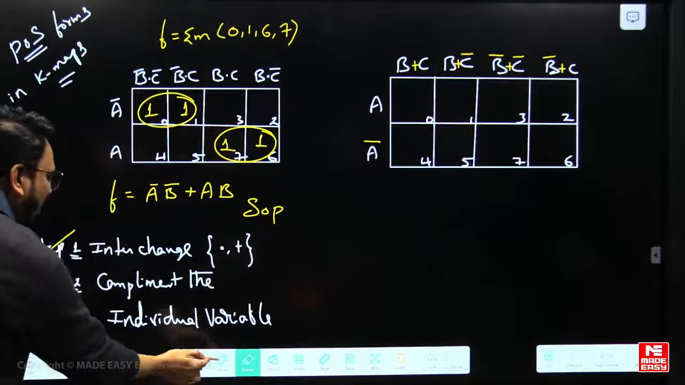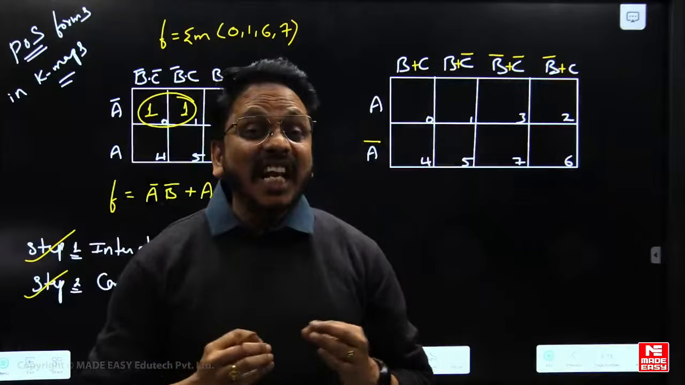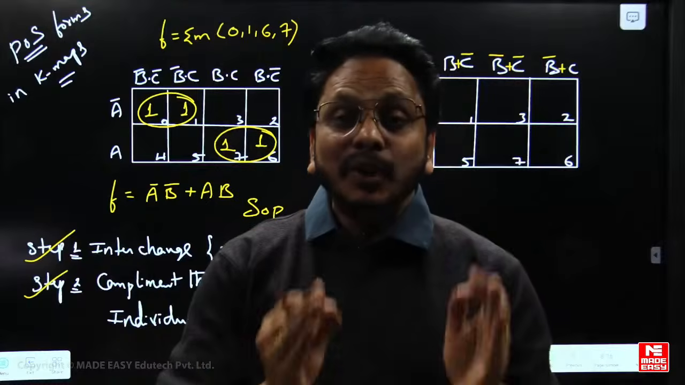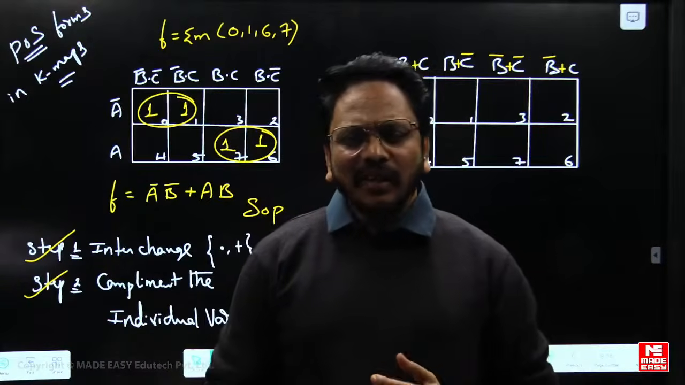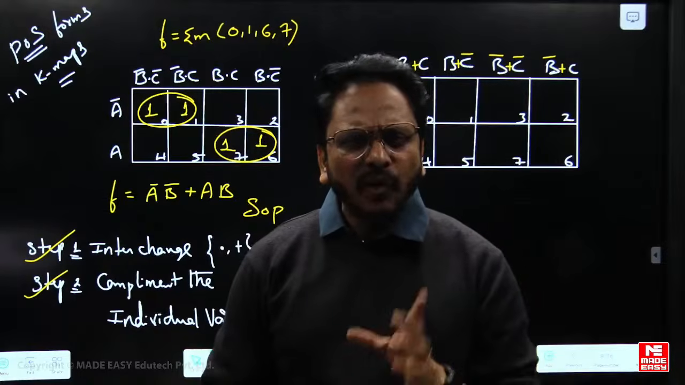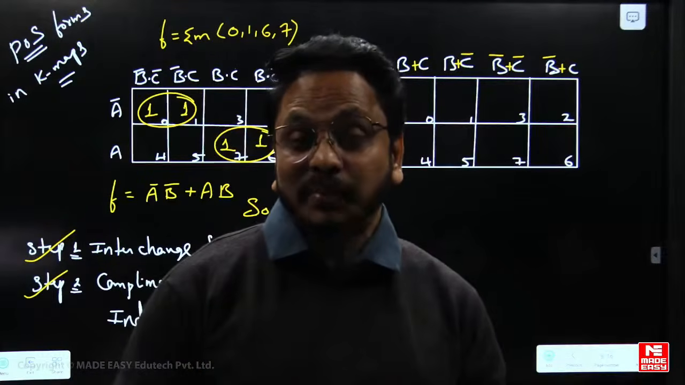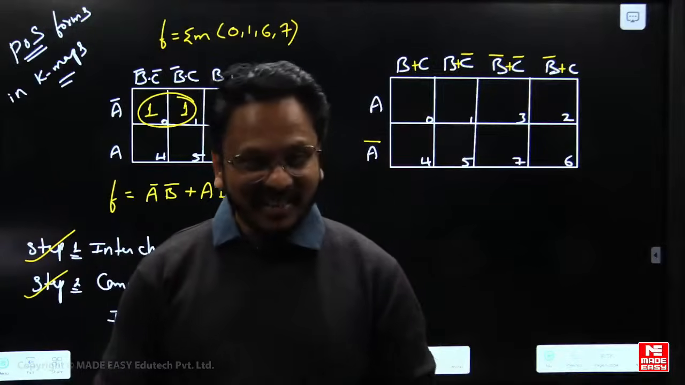Now, these two steps are over, my dear. Interchange the operator is over, and complement the individual variable is also over. These are the two steps you must and should implement. So many times I said no deviation for this POS form in K-map, because it is almost a question that you can expect, that too important, and where the students used to get confused.